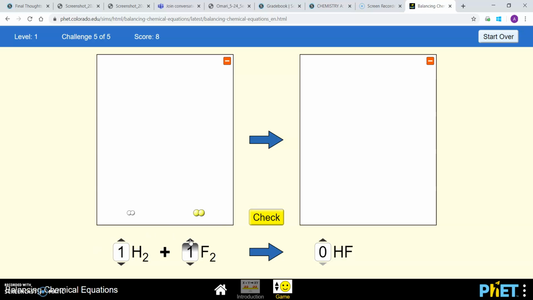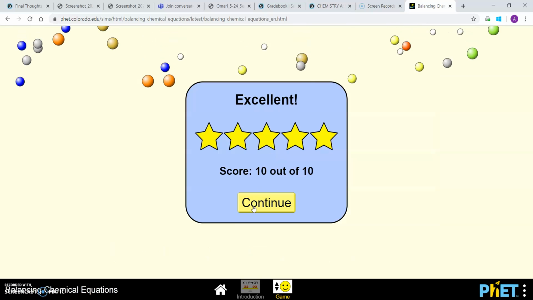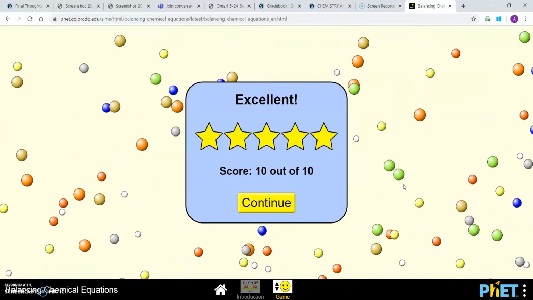Start off with 1 of each. I've got 2 H's at the beginning, so I need to have 2 H's at the end. 2 fluorines at the beginning. Oh, now I've got 2 fluorines at the end. Easy peasy. There you go. Not surprisingly, I can get 10 out of 10 the first time.